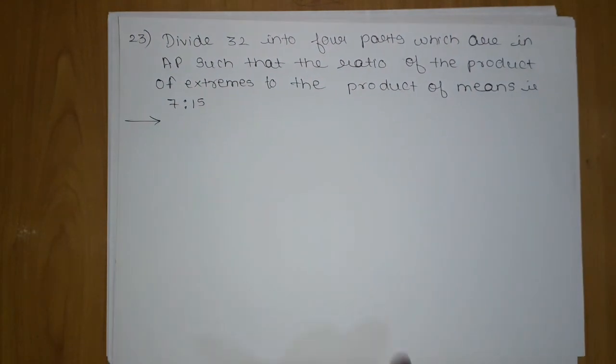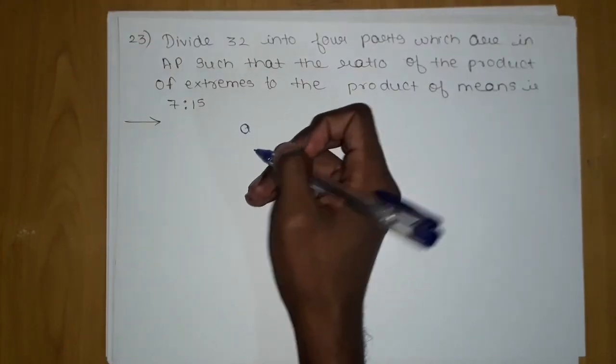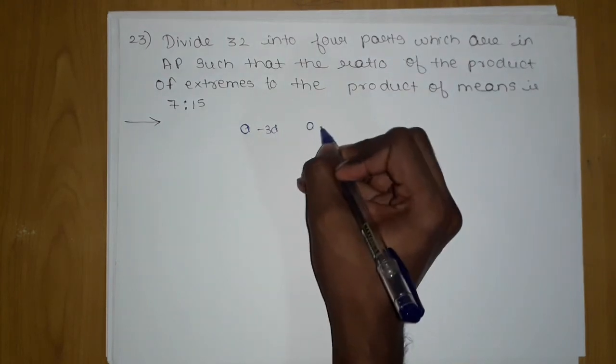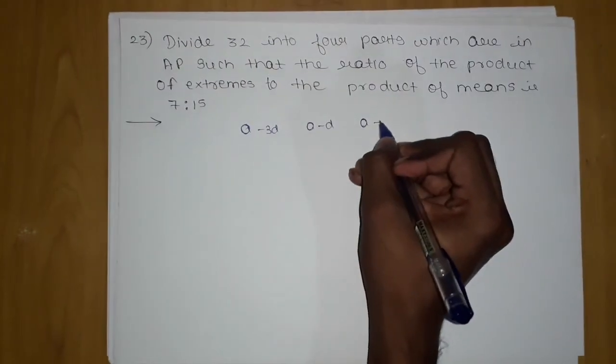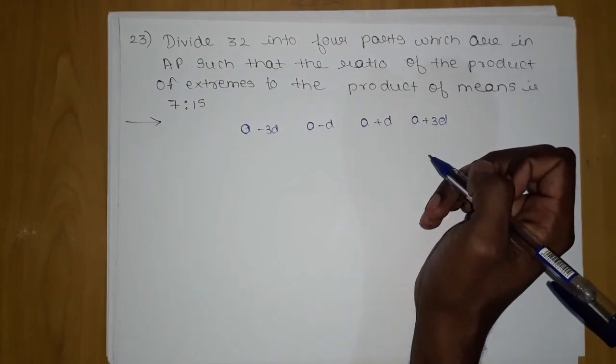The next question is question number 23. Divide 32 into 4 parts which are in AP such that the ratio of the product of extremes to the product of means is 7:15. Divide 32 in 4 parts. So 32 and 4, here we get the idea that we will take 4 terms: a minus 3d, a minus d, a plus d, a plus 3d. So we took the 4 terms.